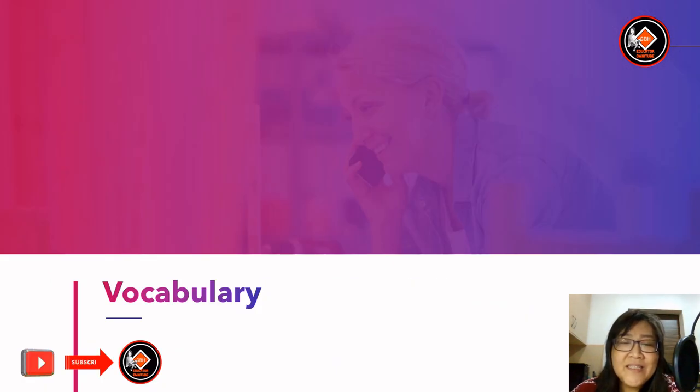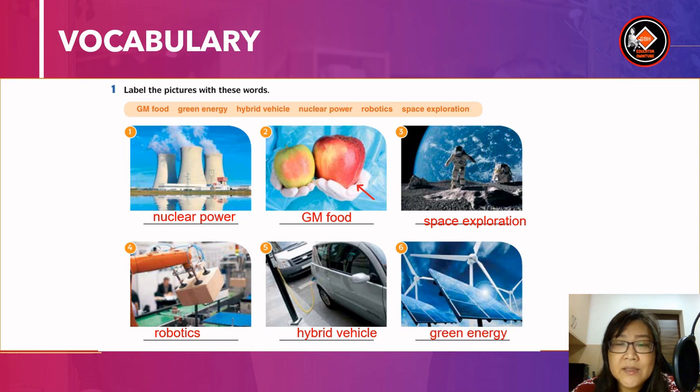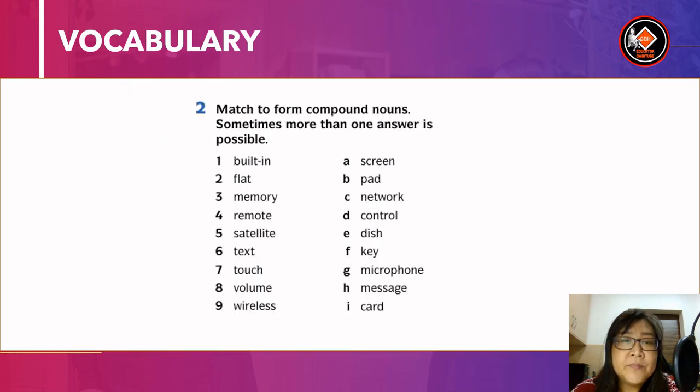Now let's move on to the next lesson, which is vocabulary. Label the pictures with these words. We have GM Food, Green Energy, Hybrid Vehicle, Nuclear Power, Robotics, and Space Exploration. So number 1 is nuclear power. Number 2 is GM food or genetically modified food. Number 3 is space exploration. Number 4 is robotics. Number 5 is hybrid vehicle. And the last one is green energy.